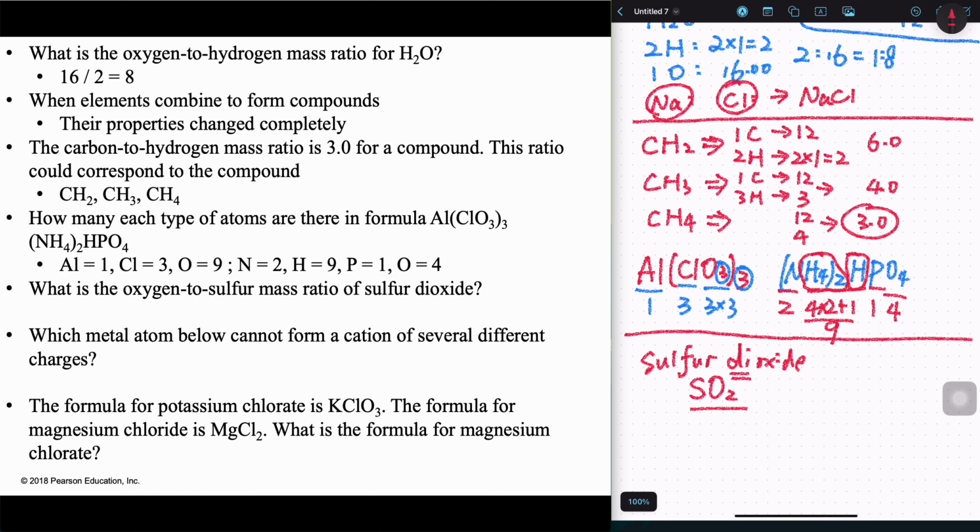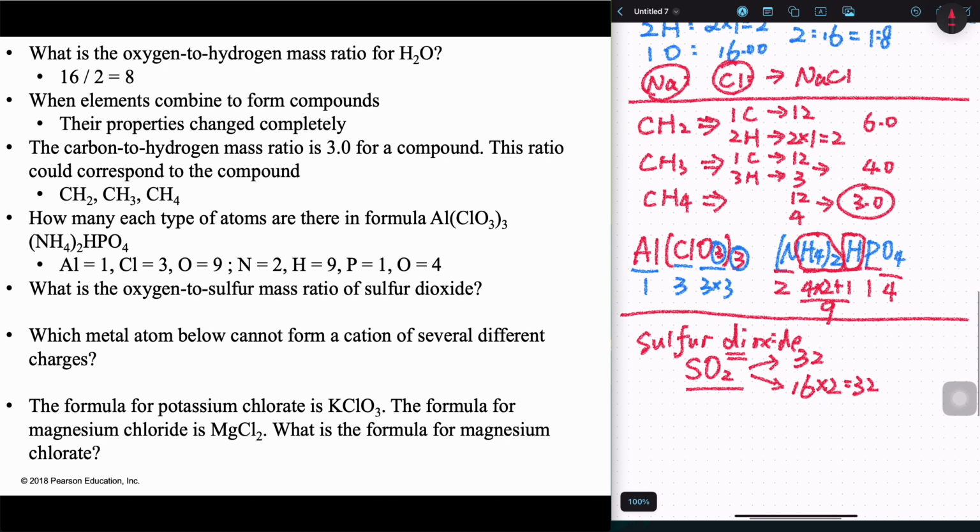Again, we need to rely on our periodic table and directly read the mass for the sulfur. One sulfur is 32, and the mass for one oxygen is 16. Because we have two oxygen, 16 times 2, we get 32. That is why the mass ratio between sulfur and oxygen will be 32 to 32, or 1 to 1.